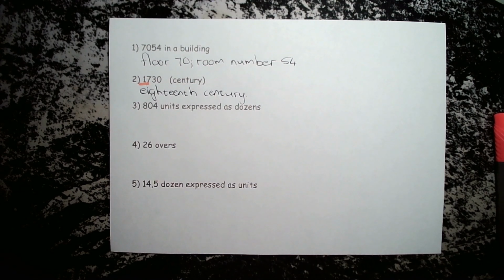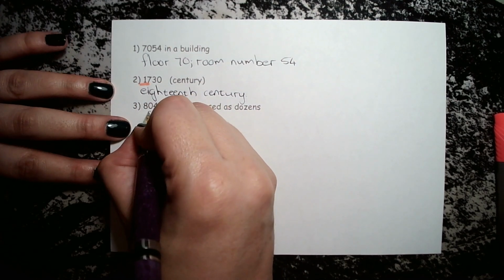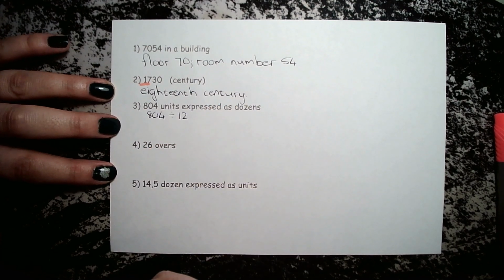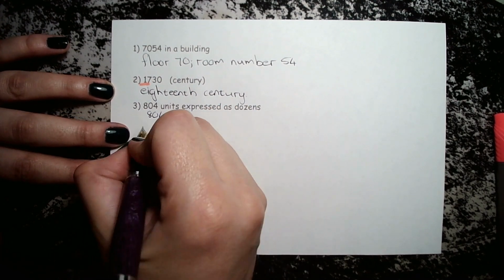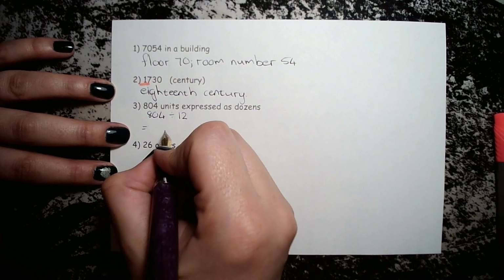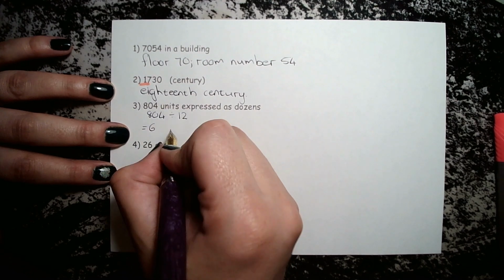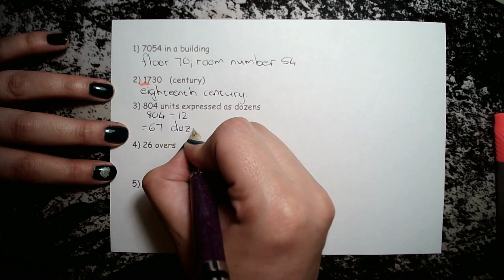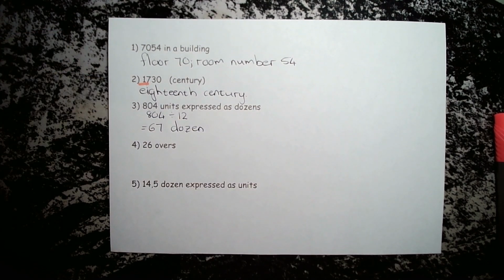Number 3, 804 units expressed as dozens. So what you will do is you will take the 804, you will divide that by 12 because there are 12 units in a dozen, and you will then, once calculated, get that that is 67 dozen. So let's say somebody orders 804 donuts. They are in fact ordering 67 dozen donuts.